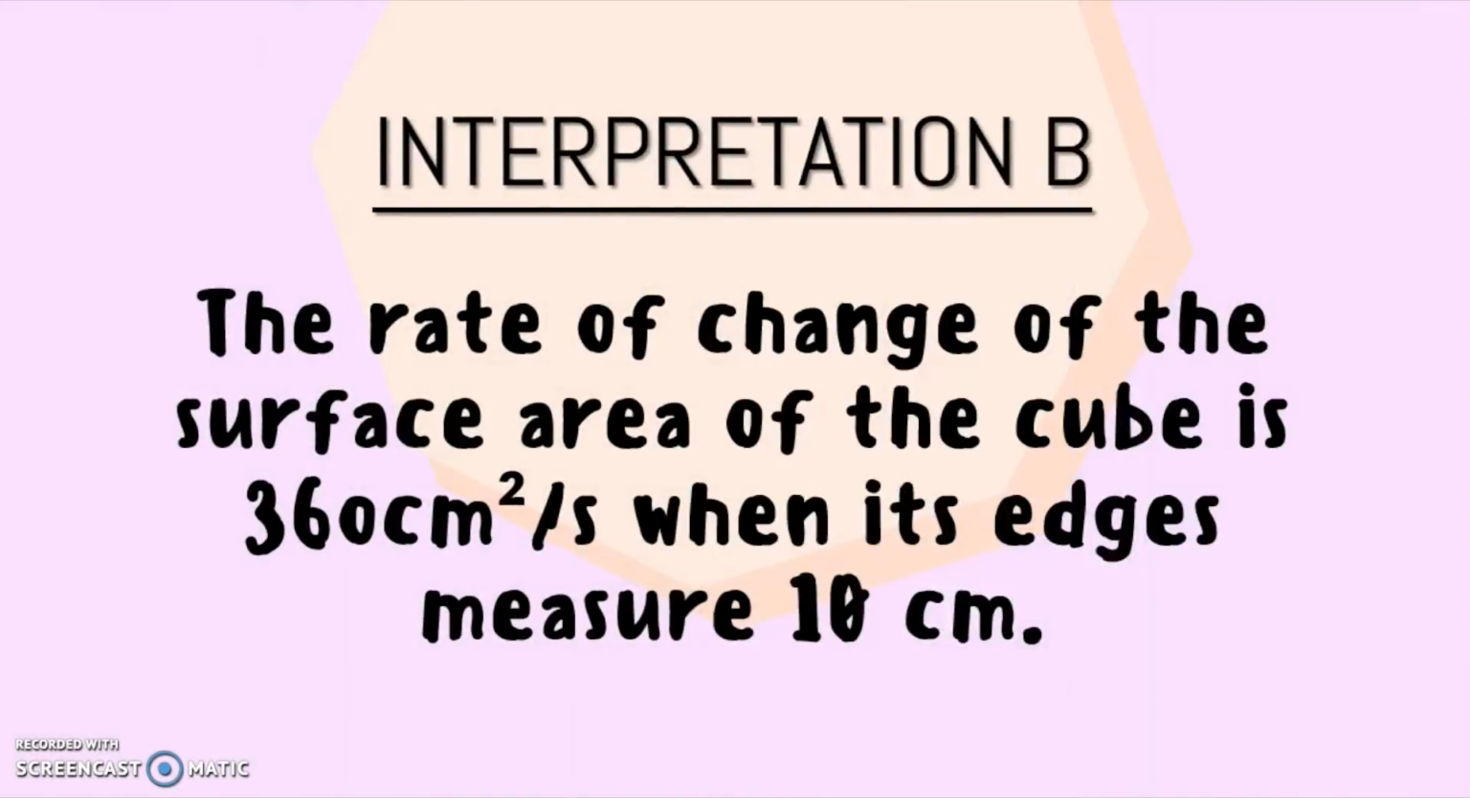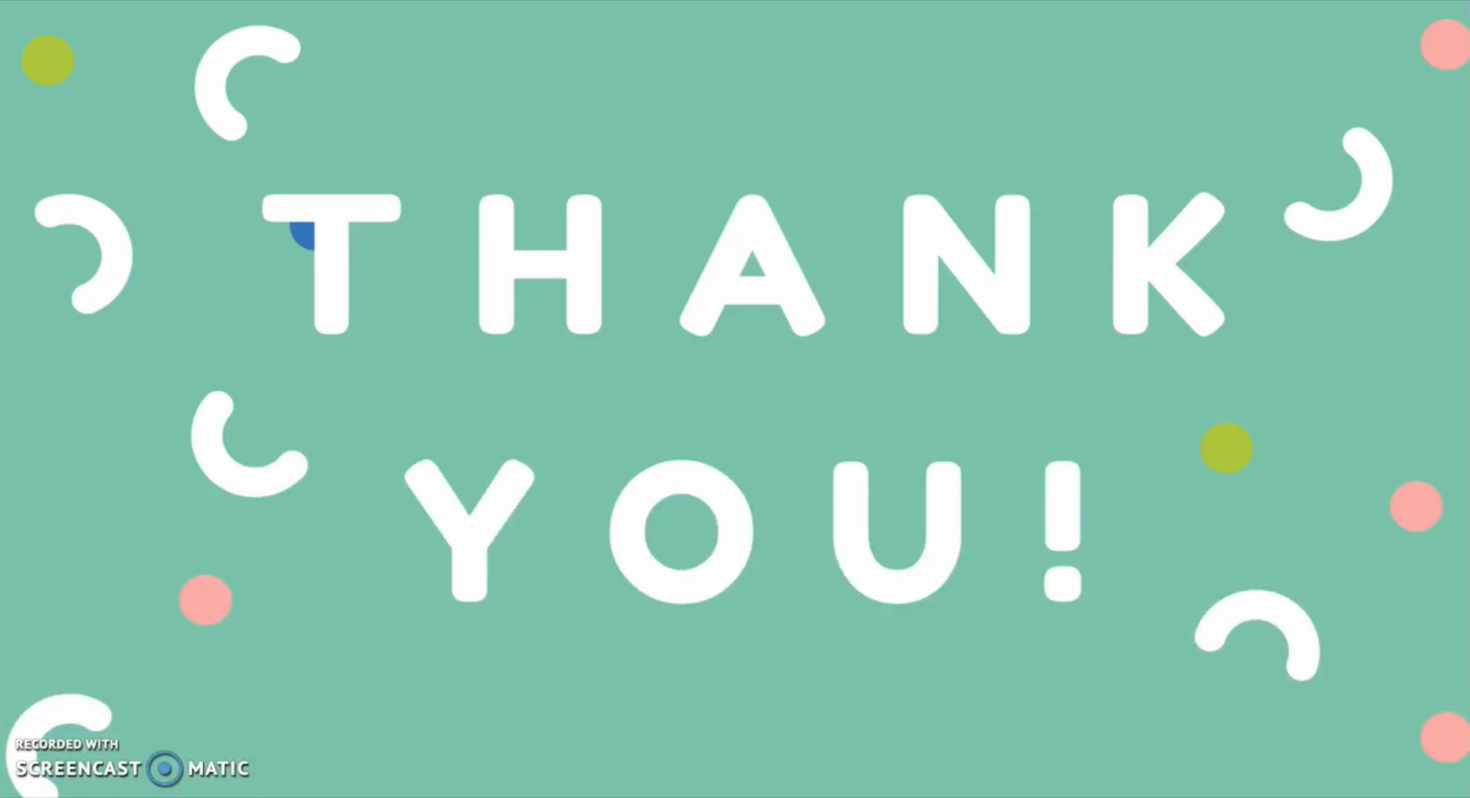For the interpretation, of course, the rate of change of the surface area of the cube is 360 square centimeters per second when its edges measure 10 centimeters. So that's it. That's how we practically apply the concept of derivatives. I hope you learned through my example, and thank you for watching.